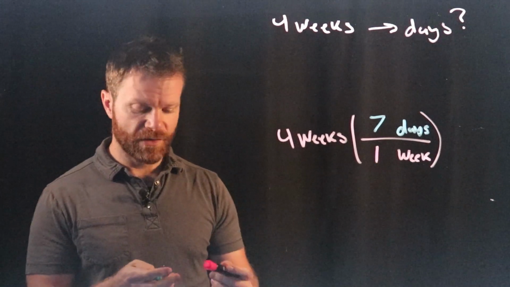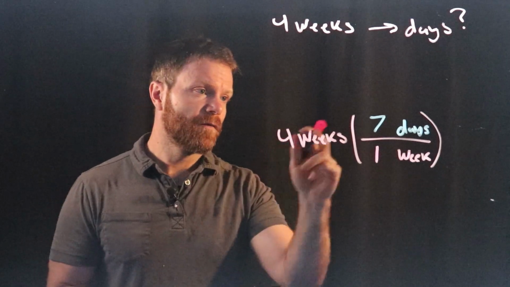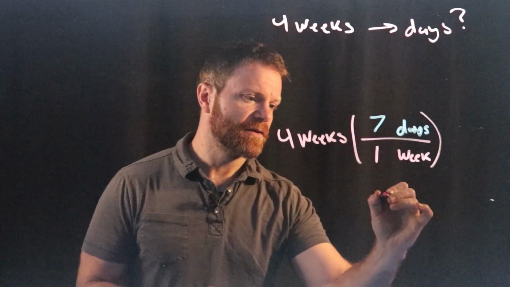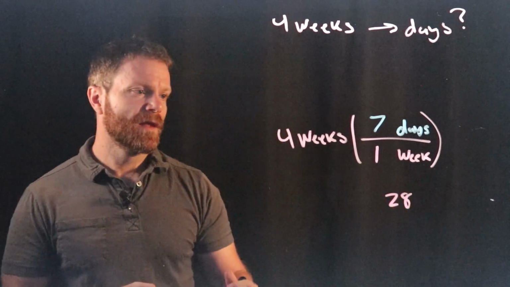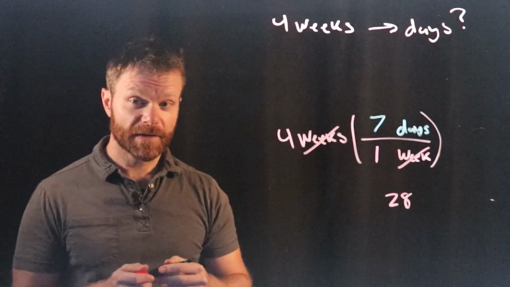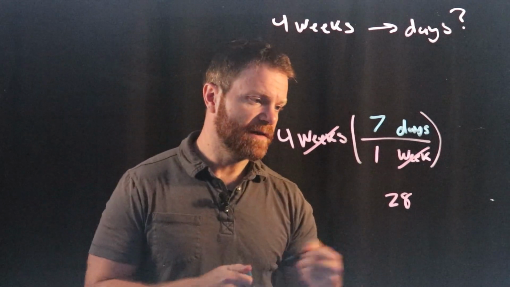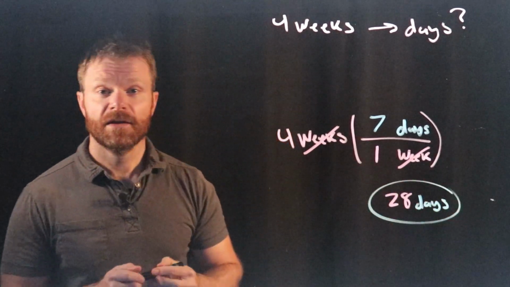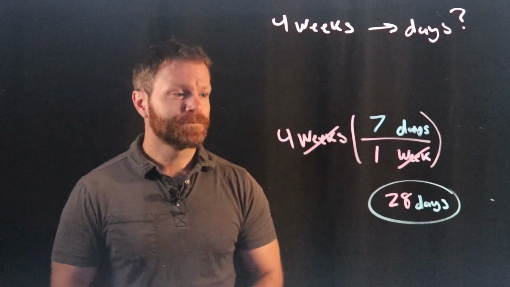So the next thing we're going to do is just perform this arithmetic. 4 times 7 is 28, and 28 divided by 1 is still 28. To get our final unit, weeks is divided by weeks, and so it cancels itself out, leaving only days behind. So we're left with the answer 28 days, which is the correct answer.